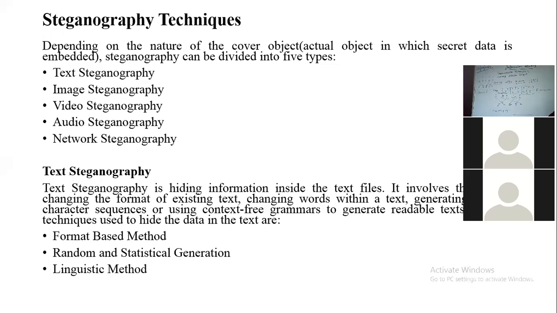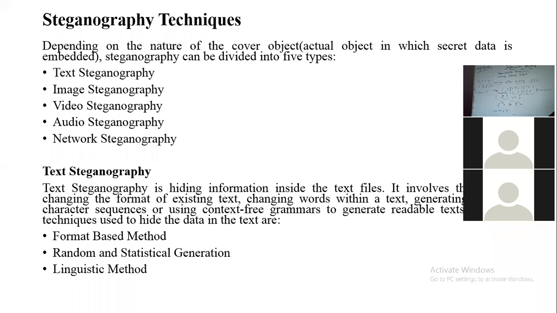Image steganography means we hide our secret message in the image and send it to the receiver. Video steganography means we hide our secret message in the video and then send it. Audio steganography means we hide the message in audio and then send it to the receiver. And after that we have network steganography.